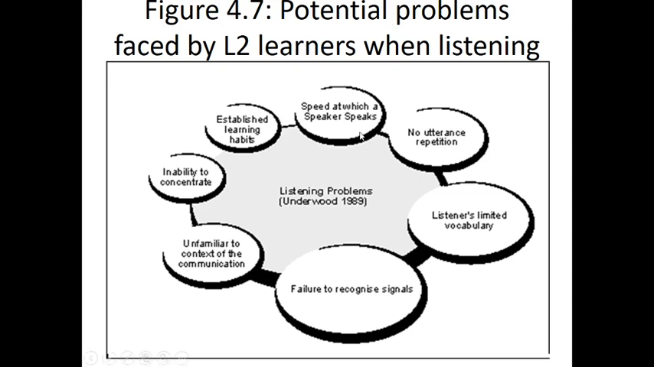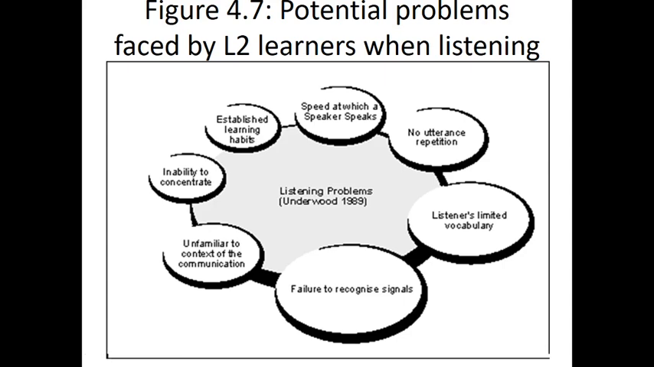Speed at which a speaker speaks. That's true. No utterance repetition. Listeners' limited vocabulary. Failure to recognize signals. Unfamiliar context of the communication, inability to concentrate, established learning habits. All these can cause problems.